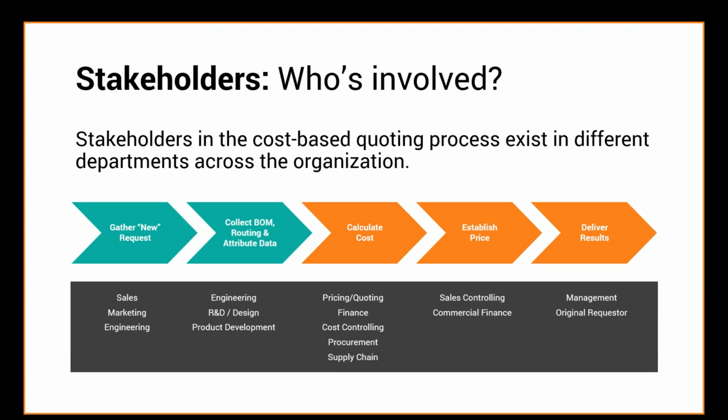So who is involved? Usually the stakeholders in this cost-based quoting process exist in multiple departments across the organization, right? In the process of gathering new requests, people usually work in sales and marketing or engineering. When we get to the point where we collect BOM and routing based on certain attribute data, we're talking to engineers, research and development, or the product development department, and all this information needs to then come together and flow to other departments, right? The pricing or estimating people, the cost controlling people, the finance people, to make sure we actually make money with it.